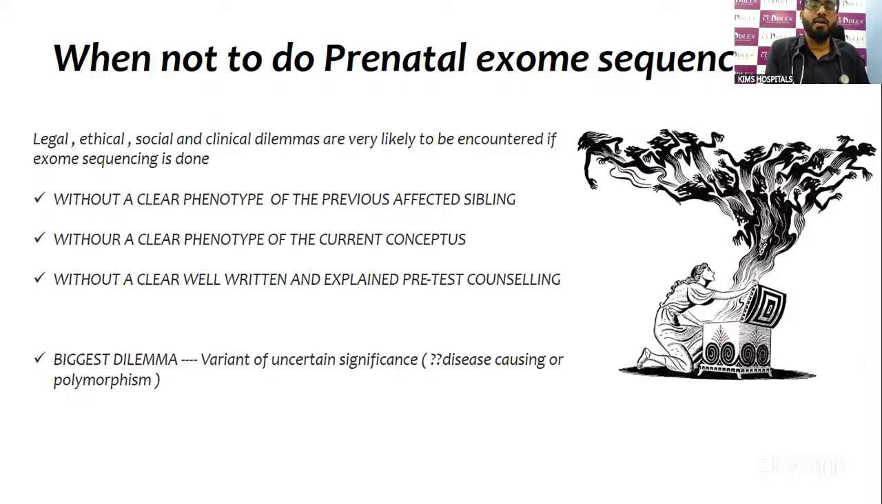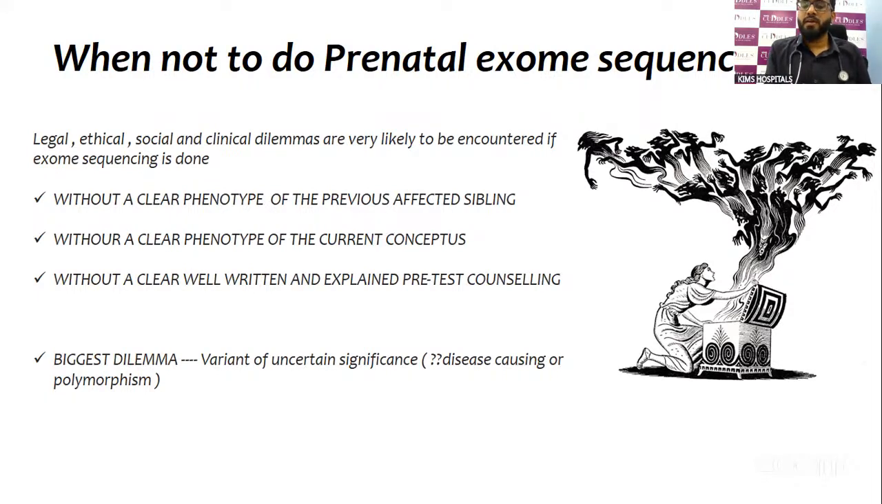significance, again, you'll end up having a lot of confusion whether to terminate or not, or whether it's disease causing or not. So without a clear phenotype of the current conceptus, for example, if the ultrasound is showing some non-specific anomaly, you can't directly go and do prenatal exome sequencing. So you need to have a clear phenotype of the current fetus, and then think what is your differential diagnosis, and then go for the exome sequencing.